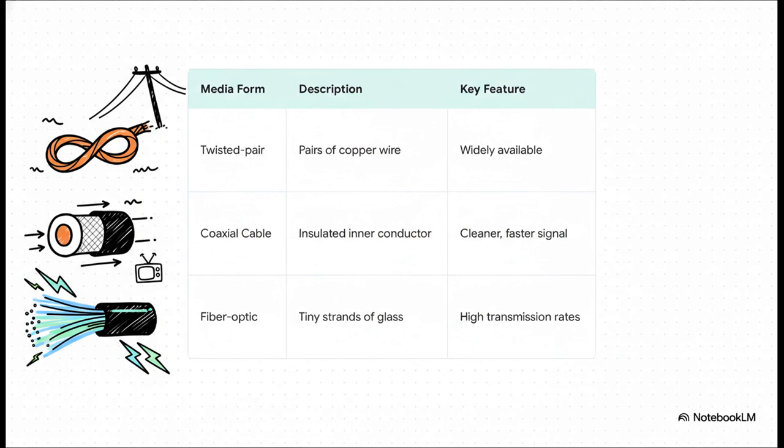There are a few main types. You've got twisted pair, which is basically your old-school copper telephone wire. Coaxial cable gives you a cleaner signal, think cable TV. But the undisputed king is fiber optic cable. It uses light to shoot data through tiny glass strands at just mind-boggling speeds.